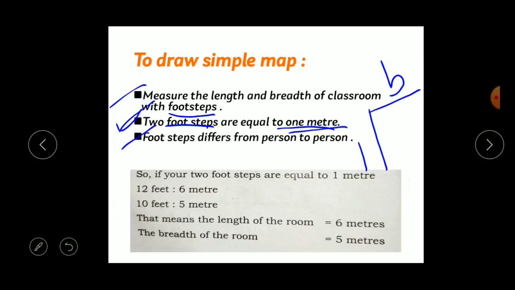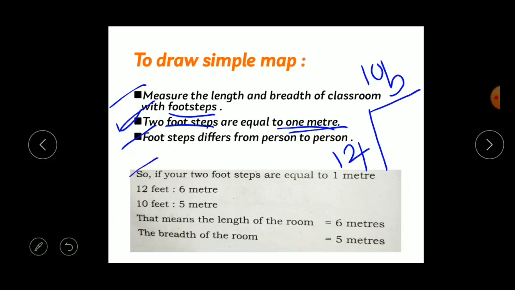Okay, now I will tell you how to draw the same on a sheet of paper. So let us imagine that the length of the room that I have measured is 12 foot. You have to just imagine it. Okay, 12 foot and the breadth is 10 foot. The length is 12 foot and the breadth is 10 foot.